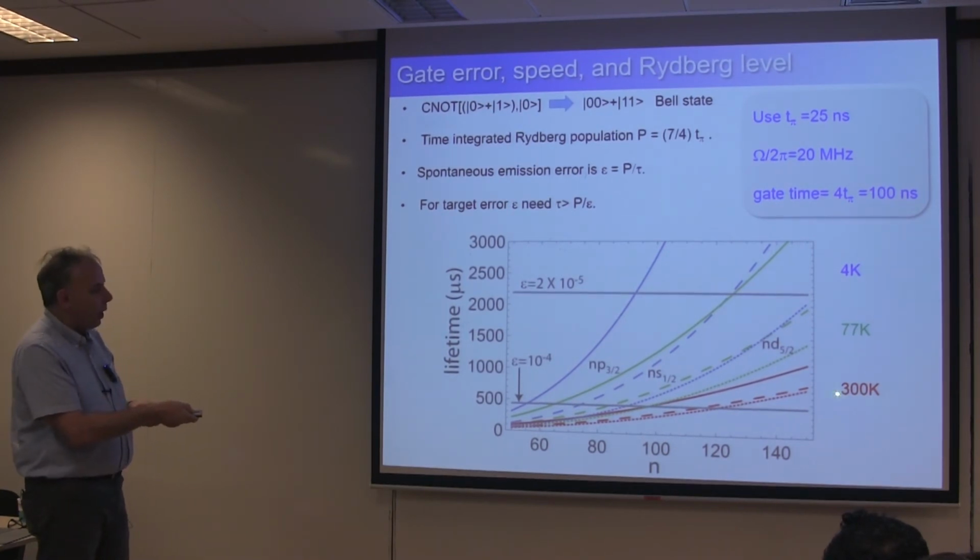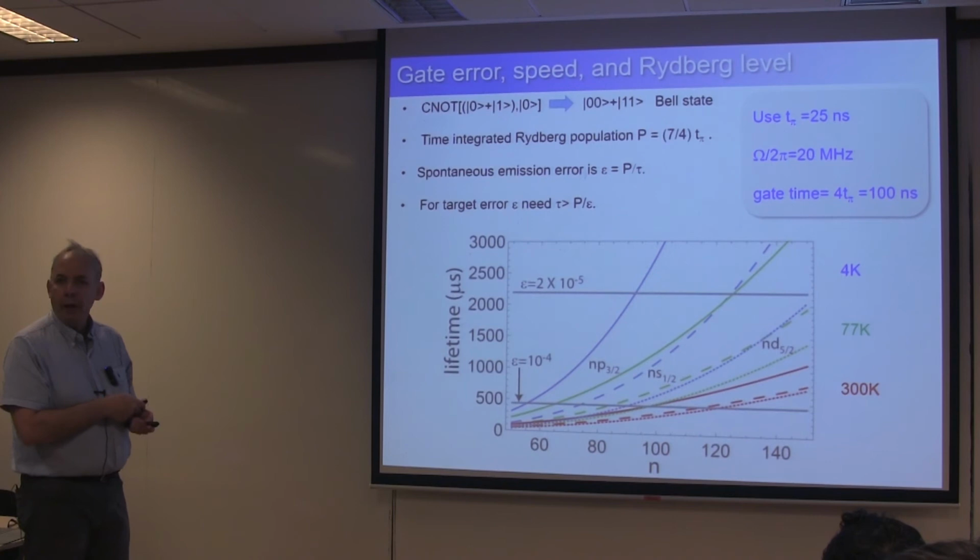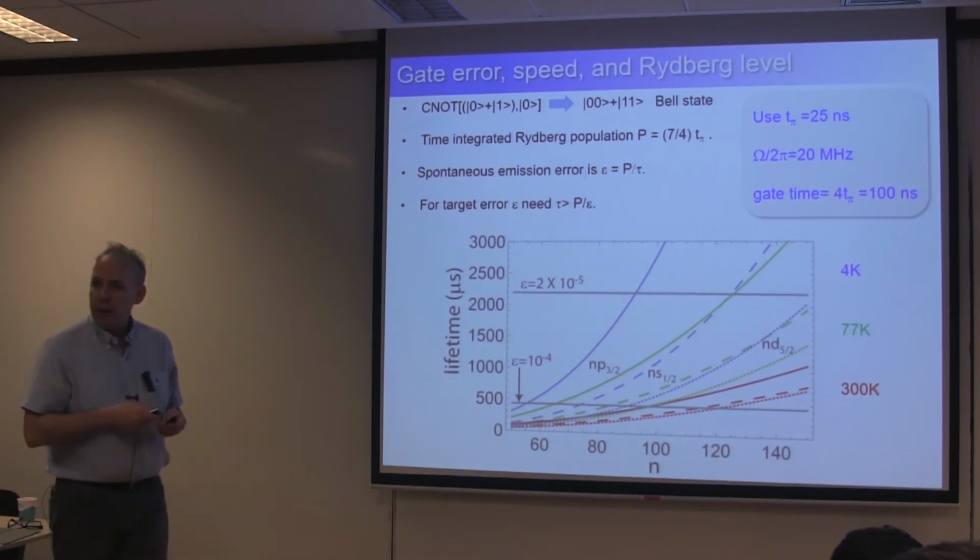We're currently working at 300 K. I will say that ultimately, I would expect that one would want to do these experiments in a 4K cryostat just to reduce the blackbody rates.